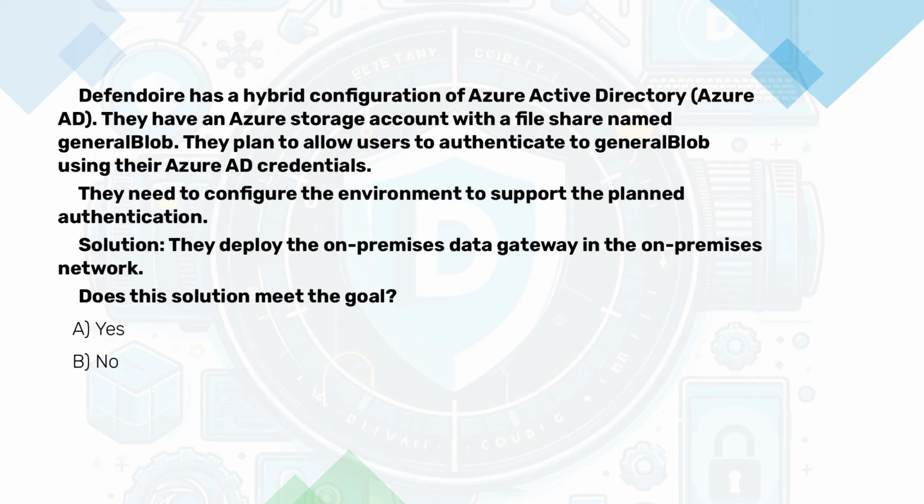We have a hybrid configuration of Azure Active Directory. We have an Azure Storage account with a file share named General Blob. We plan to allow users to authenticate to General Blob using our Azure Active Directory credentials. We need to configure the environment to support the planned authentication. We deploy the on-premises data gateway in the on-premises network. Does this solution meet the goal?